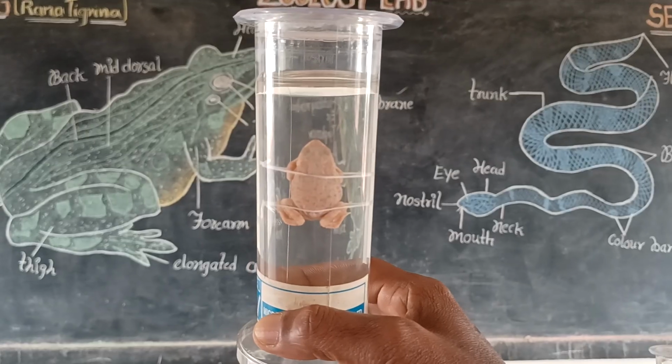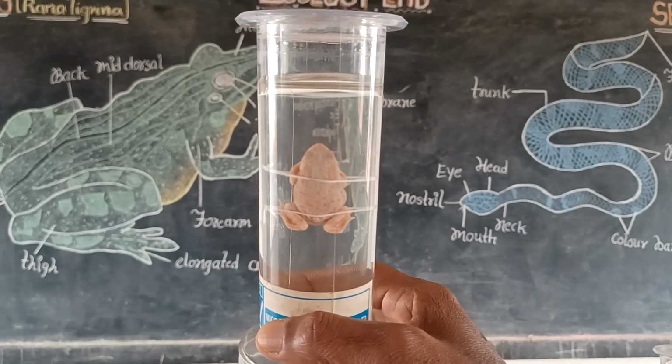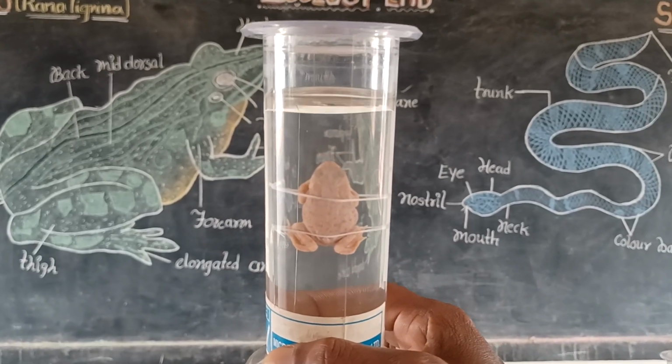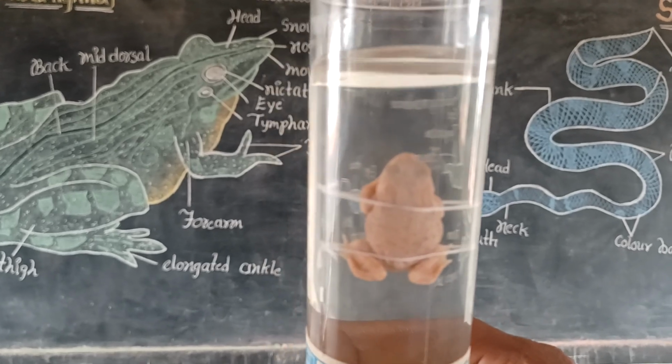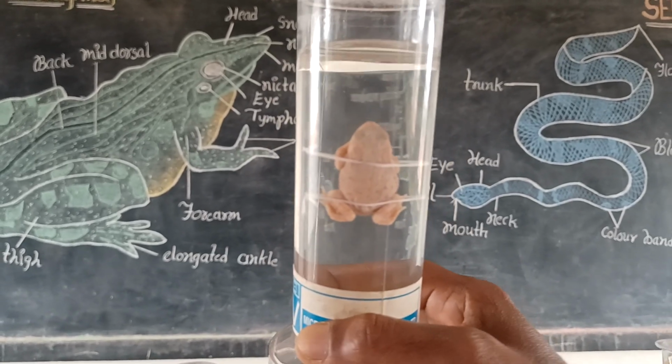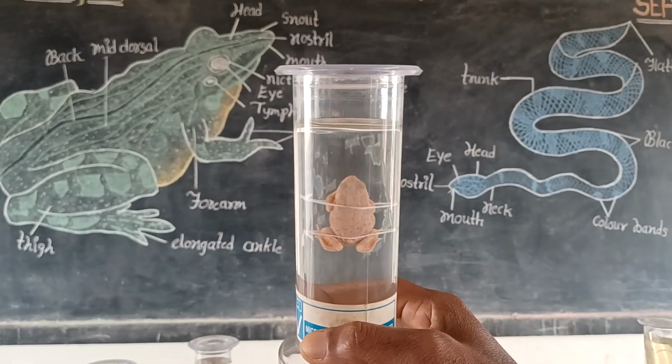Mouth is terminal, having a protrusible bifurcated tongue for capturing food material. Trunk has a pair of forelimbs and hind limbs. Forelimbs are smaller than the hind limbs. So it is a specimen of frog.